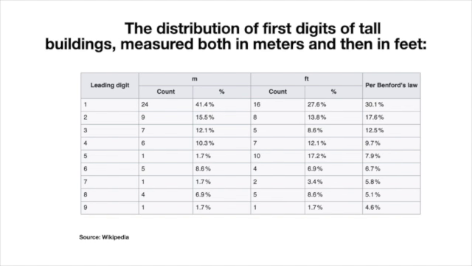Following an example from Wikipedia, here is a table with a count and percentage of occurrence of the first digits for the heights of the 58 tallest structures in the world. We can see that Benford's law still holds and is therefore scale invariant.